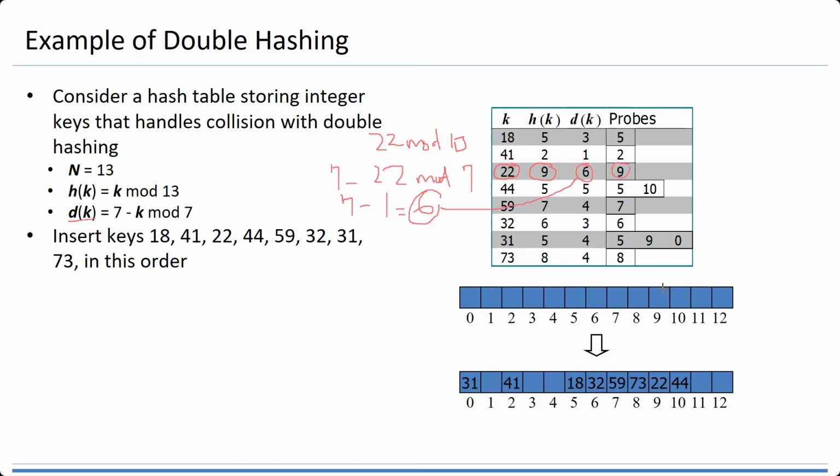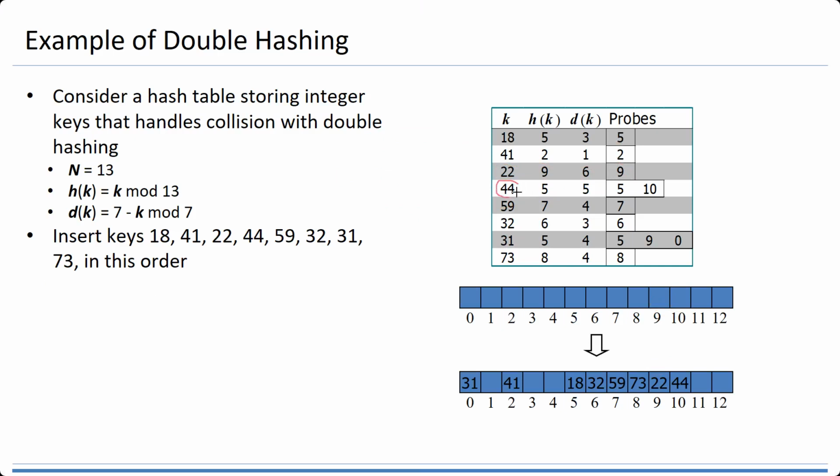So let's see, in the position 9, the first value is in the 5. The second value is in the position 2. The next value is in the position 9. So 9 is empty. Then we put 22 in the index 9.